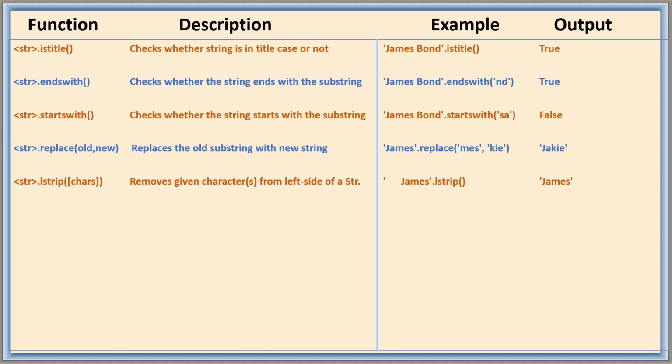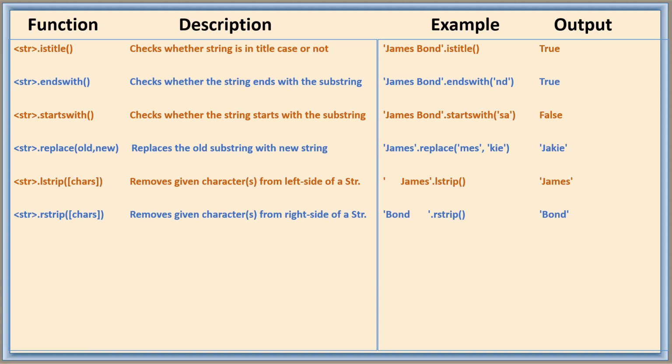L indicates left. In a similar way, we also have rstrip, that means right strip. The given character can be removed, or else it will remove the white space. You can notice that after Bond some white spaces are there. With .rstrip(), it removes all the white space on the right side. Only Bond is given as output.